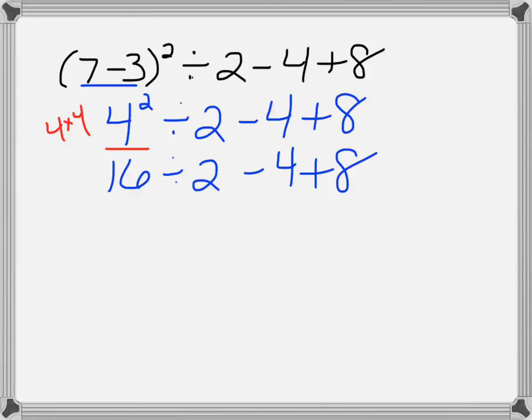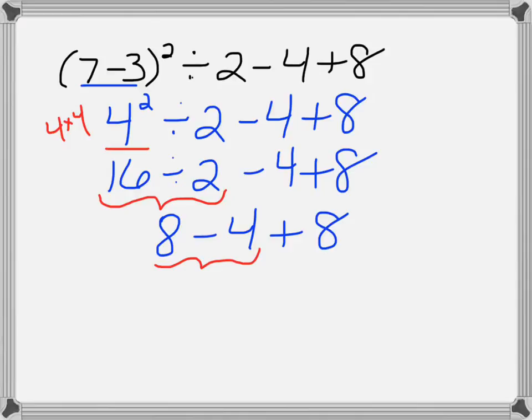Multiplication and division are next. From left to right, I have a division. 16 divided by 2 is 8. Then addition and subtraction as I come to it from left to right. 8 minus 4 is 4. And then finally, 4 plus 8 is 12.